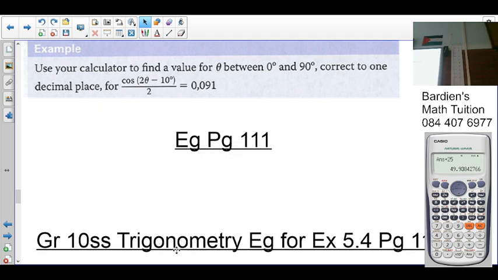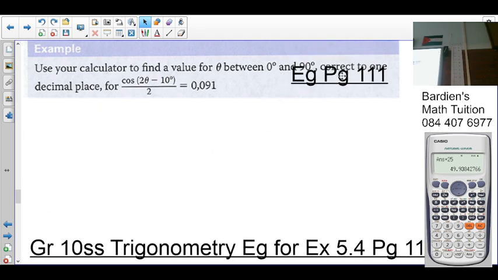Look at the third example on page 111. Again, I don't know if I told you earlier on that for grade 10, when we're working out the angle it will always be between 0 and 90 degrees. When we come to grade 11 and 12, then we speak about angles outside the first quadrant, outside that given restriction of 0 to 90. So for now, it's always from 0 to 90.